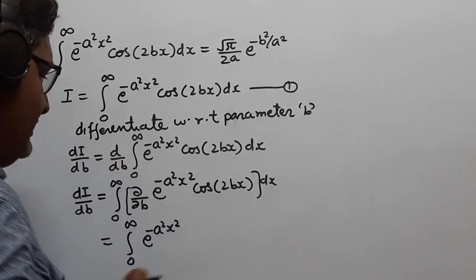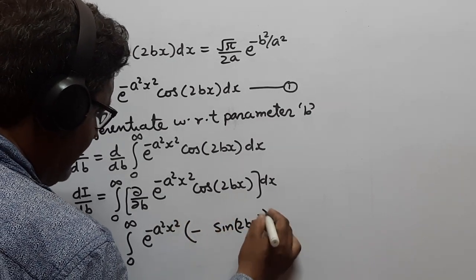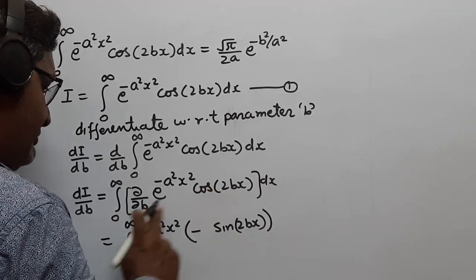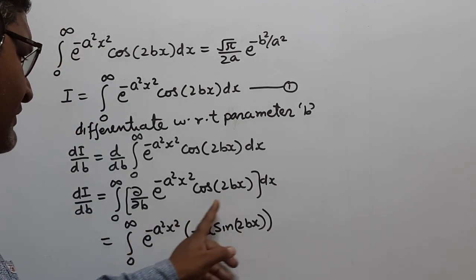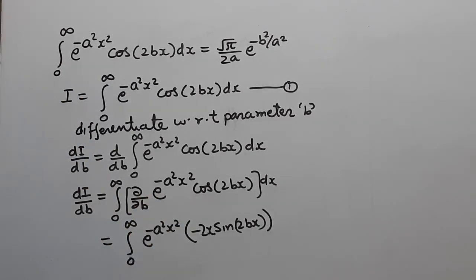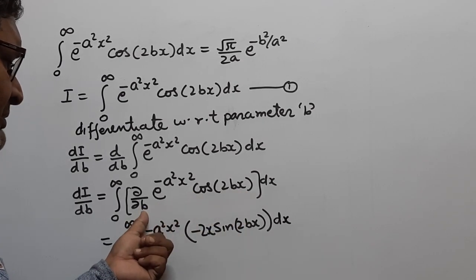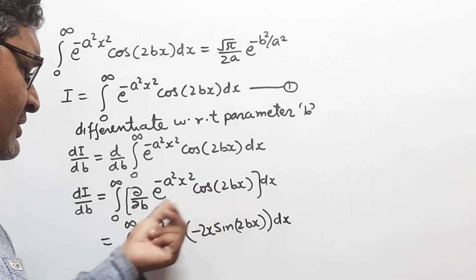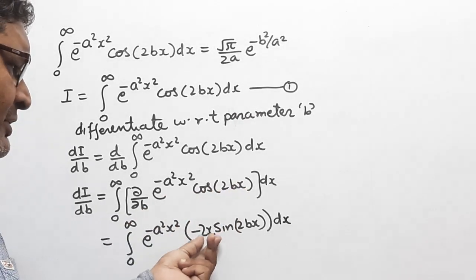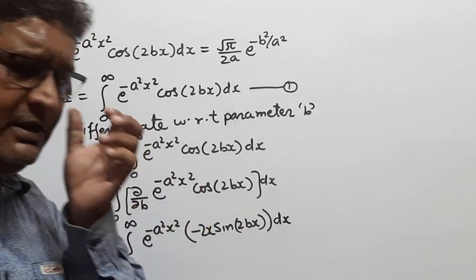Here we differentiate partially with respect to b, so e to the power minus a square x square is constant. Now we differentiate only cos 2bx with respect to the parameter b, which gives minus sin 2bx. When we differentiate 2bx with respect to b, 2x is constant here because we differentiate partially, and differentiation of b with respect to b is 1.